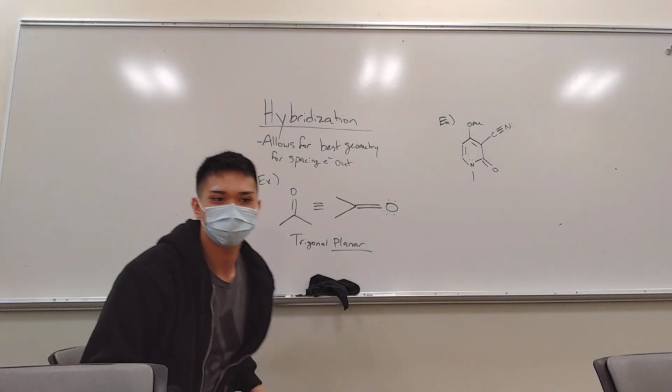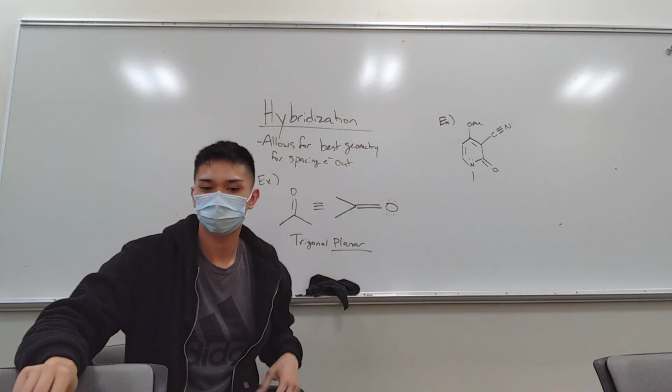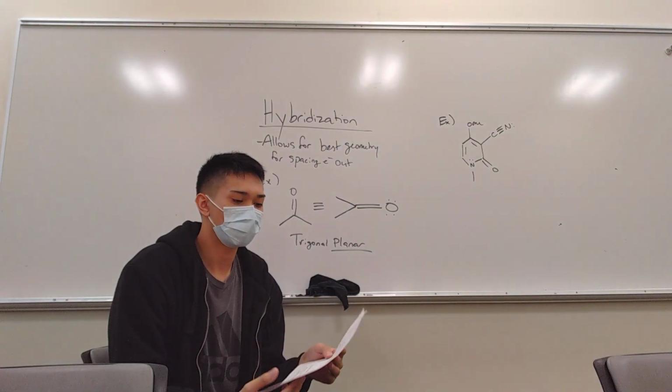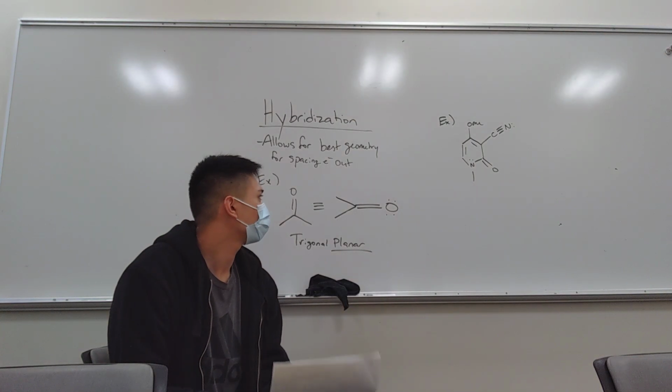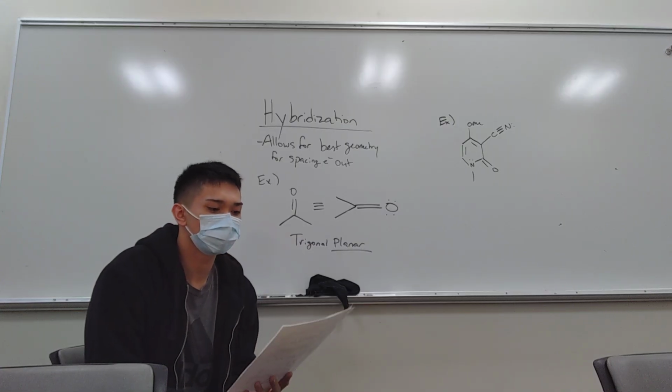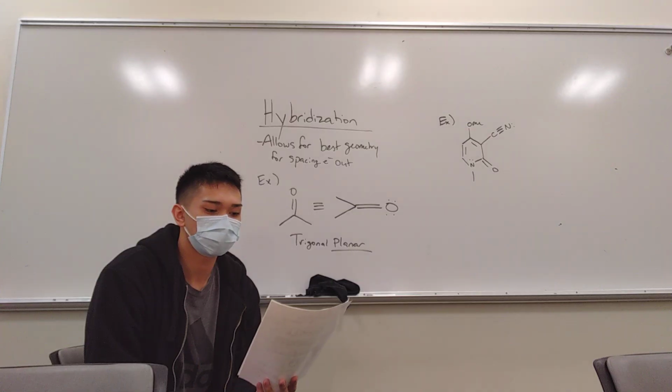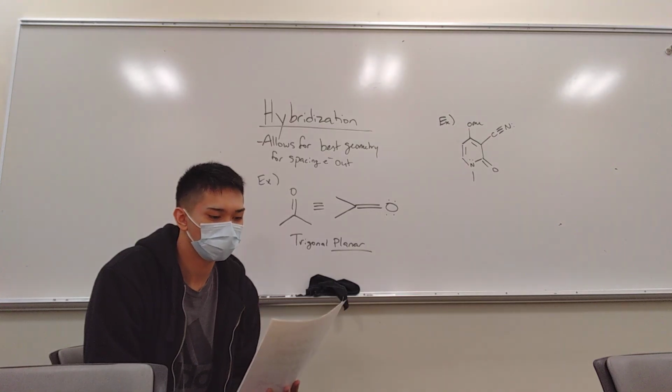Hi, this is going to be a walkthrough for the OChem 1 Workshop 2 worksheet for Autumn 2025. So the first question goes through hybridization, how to identify the hybridization for each highlighted atom below.